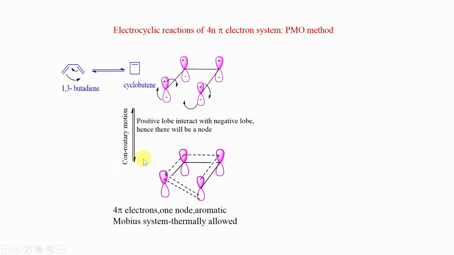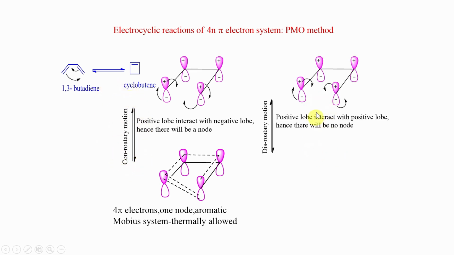Okay, if the reaction is taking place via a disrotatory motion, see, the positive lobe of this p orbital of this terminal carbon atom moves clockwise, while the positive lobe of this p orbital of this terminal carbon atom moves or rotates in the anti-clockwise direction.